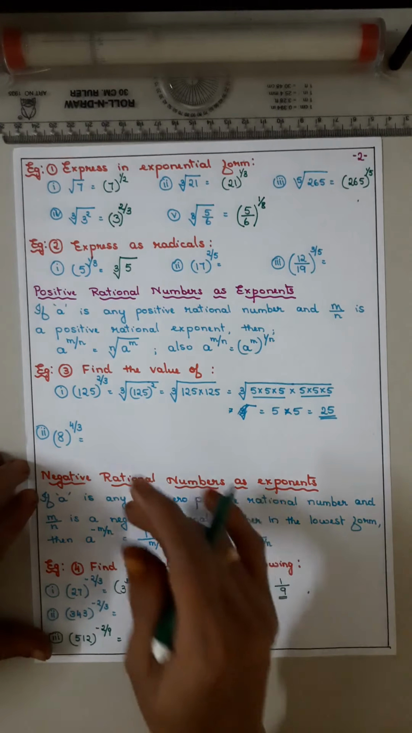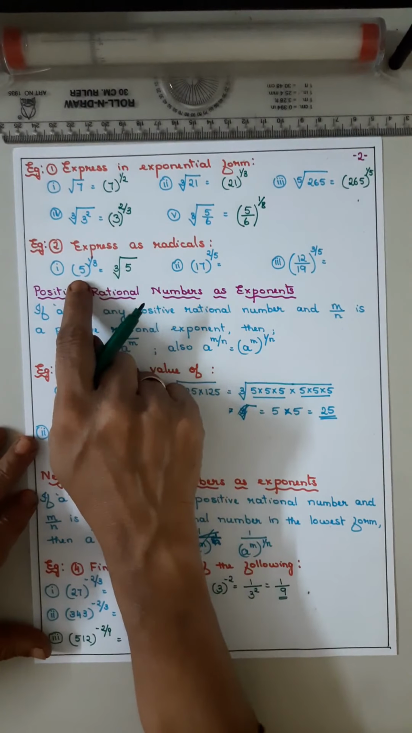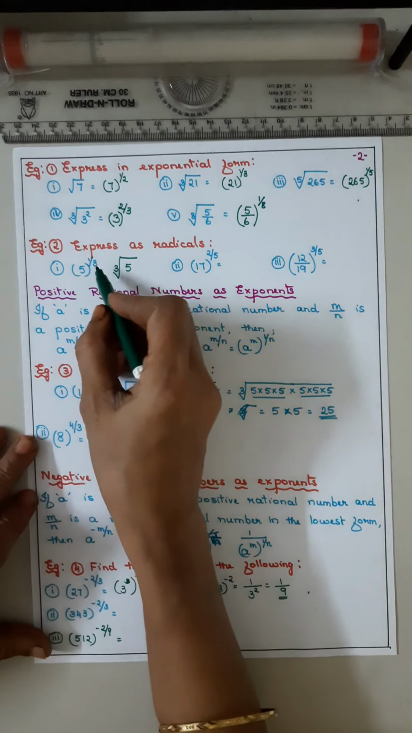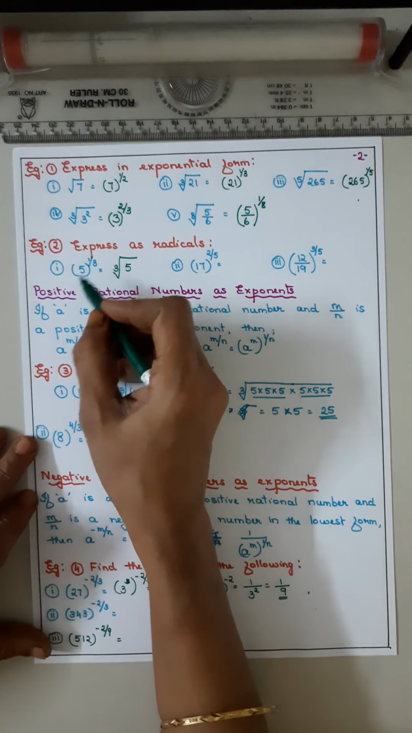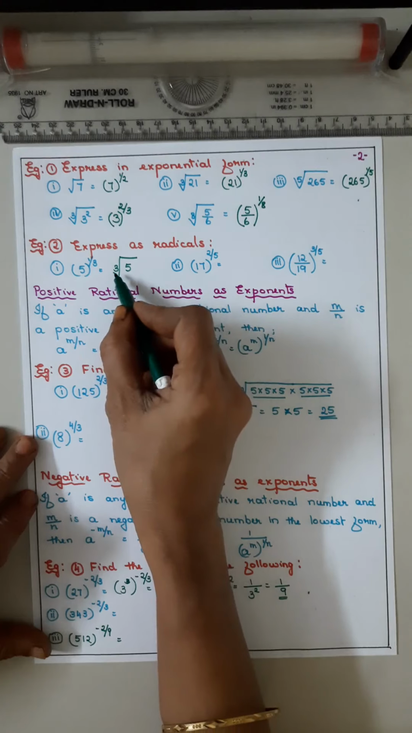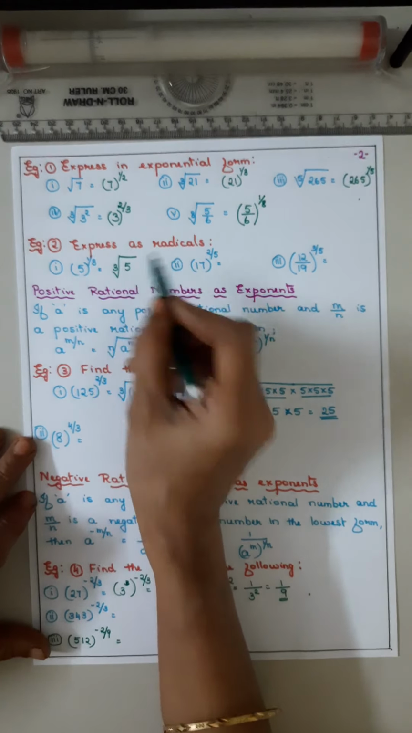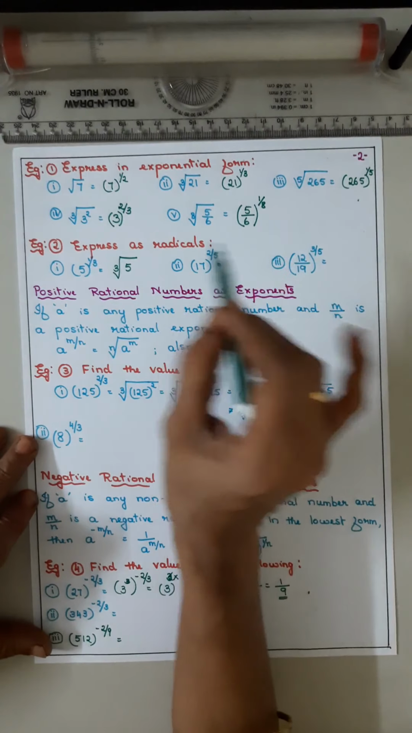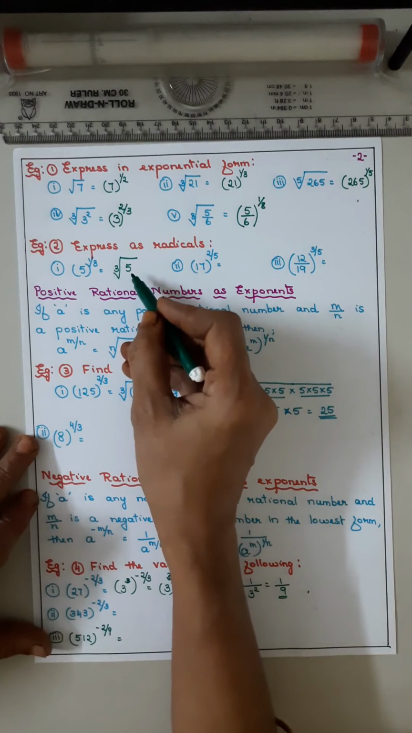Now the reverse, express as radicals, means 5 to the power 1 by 3. So the denominator of the power will be the index, isn't it? So 3 will come out, then the sign, and inside it will be 5. And the power is 1, so no need of writing. So the answer is cube root of 5.